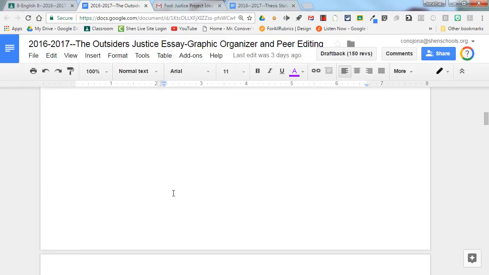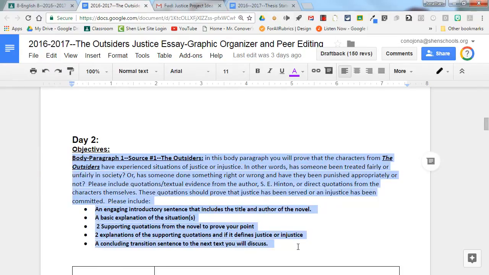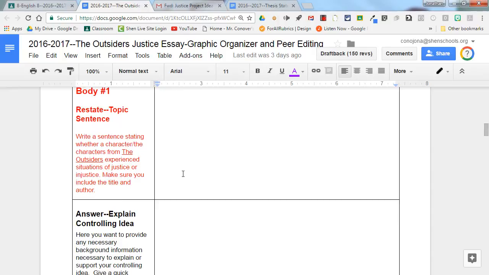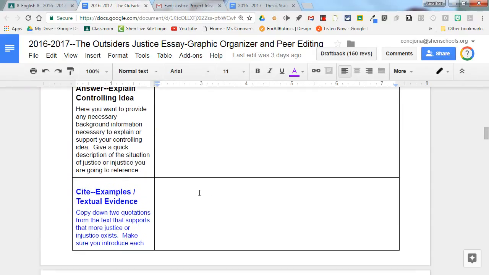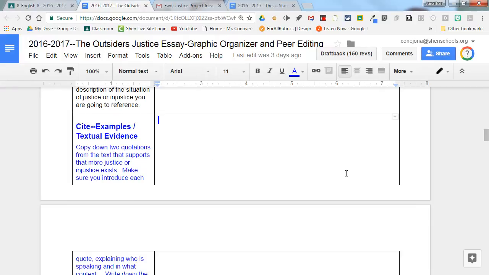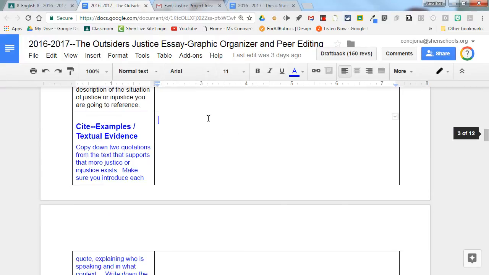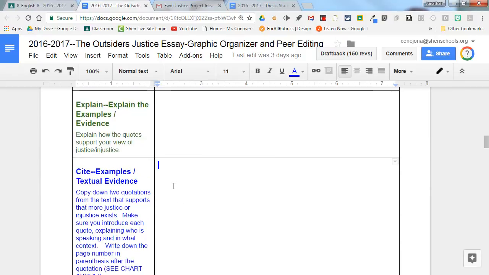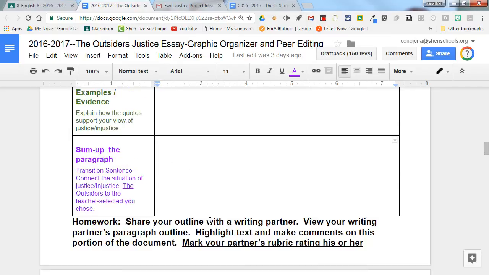Okay, that's day 1. The next day, day 2, it gives body paragraph 1, source 1. It gives all the requirements for each, and then it gives specific requirements: the topic sentence, the answer, talking about justice or injustice, what you think, your first example that can be pasted right from your source worksheet, the facts and statistics pasted right there, and an explanation of it. Paste your second fact right there, and then of course your second quotation, and sum it up in purple.